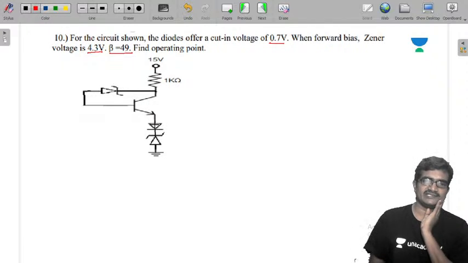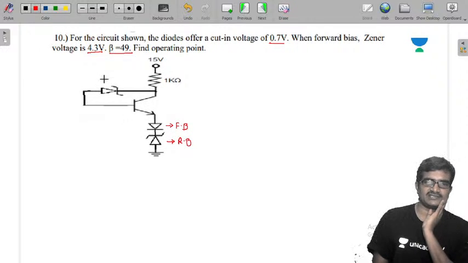So first, this is our PN junction side. This is in forward bias, N connected to ground, that's why it is forward bias. It is P connected to ground, so this is in reverse bias. The Zener diode is in reverse bias, and this is also in reverse bias.